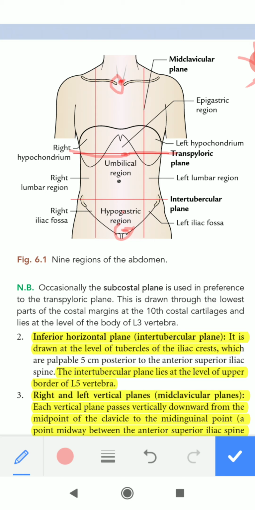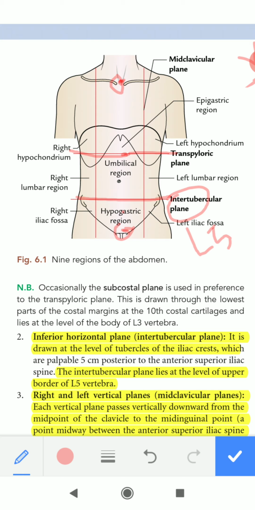And how to draw the intertubercular plane? It is drawn at the level of the tubercle of the iliac crest. While we know about the pelvic bone, you will see the tubercle of the iliac crest. So if we draw a line at the level of the tubercles of the iliac crest, this will be the intertubercular plane. And this intertubercular plane corresponds with the upper border of the lumbar 5 vertebra.